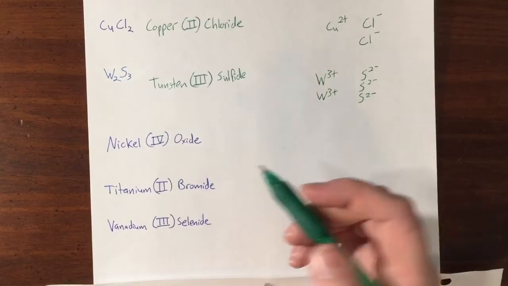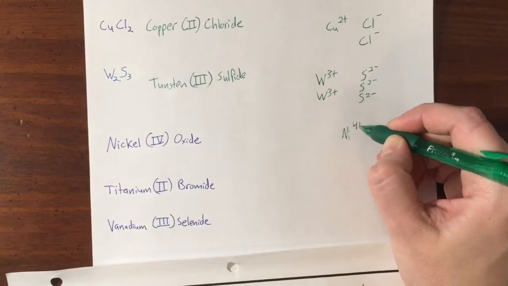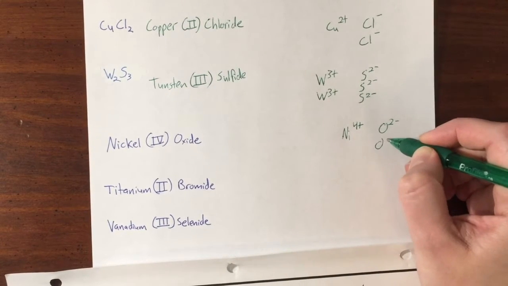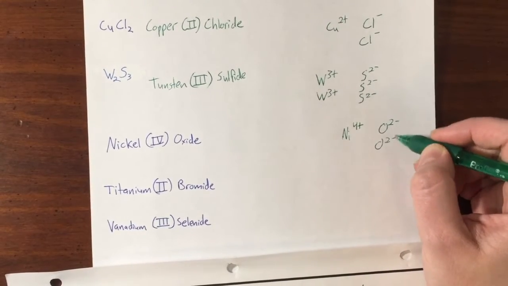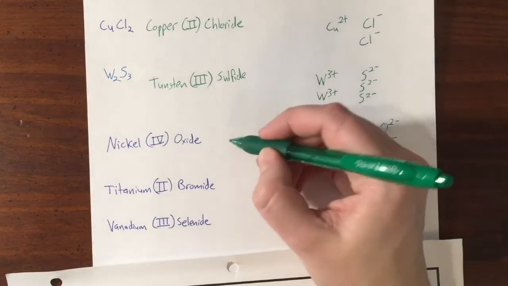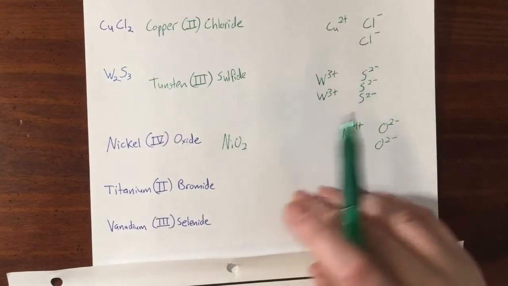Nickel (IV) oxide. Well, nickel, it already tells me (IV) has a +4 charge. Oxide is oxygen, so it has a -2 charge. So for that to balance, I would need 2 oxygens, so +4 and -4. 2 plus 2 is 4. So that means my chemical formula would be NiO2, because there are 2 oxygens.